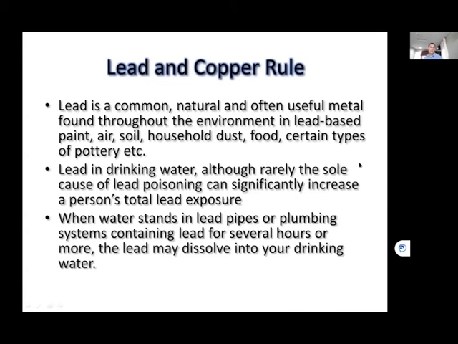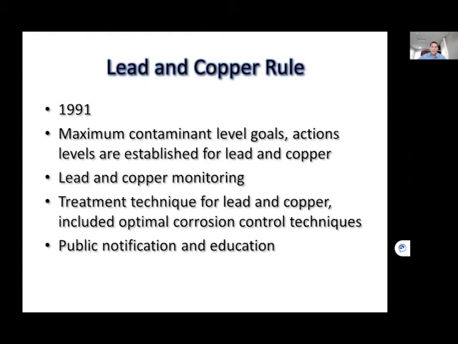Lead is a common, natural, and often useful metal found throughout the environment in lead-based paint, air, soil, household dust, food, certain types of pottery, etc. Lead in drinking water, although rarely the sole cause of lead poisoning, can significantly increase a person's total lead exposure. When water stands in lead pipes or plumbing systems containing lead for several hours or more, the lead may dissolve into the drinking water. The Lead and Copper Rule was established in 1991.